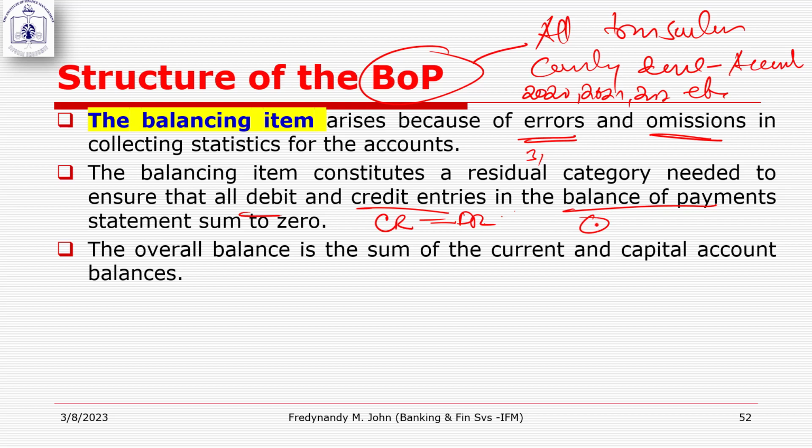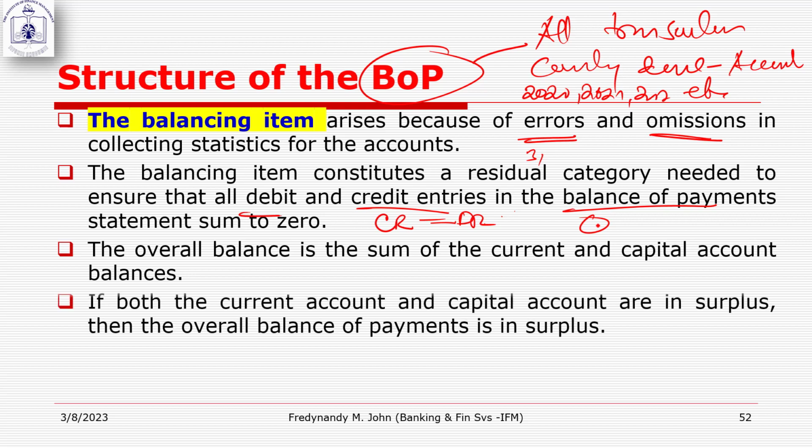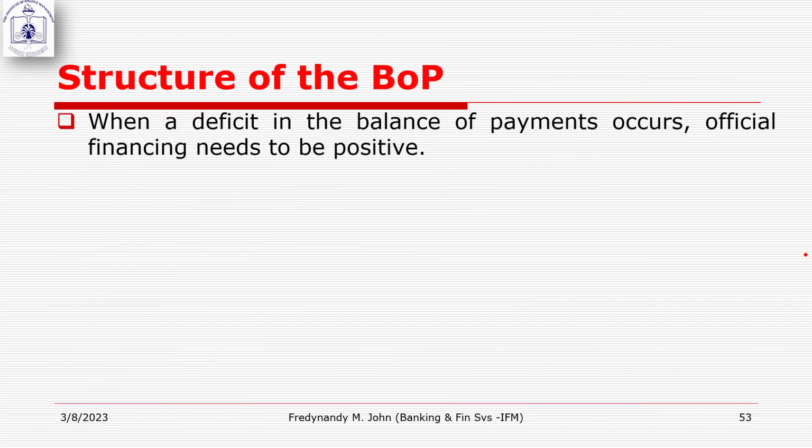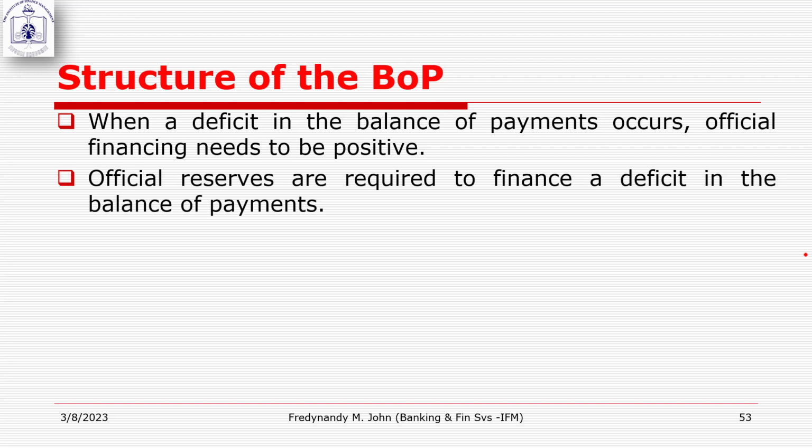The overall balance is the sum of the current and the capital account. If both the current account and the capital account are in surplus, then we can confidently conclude that in that particular financial year, we have achieved a surplus balance of payment. When a deficit in the balance of payment occurs, official financing needs to be positive. That is when we now introduce the official reserve in order to finance a deficit.